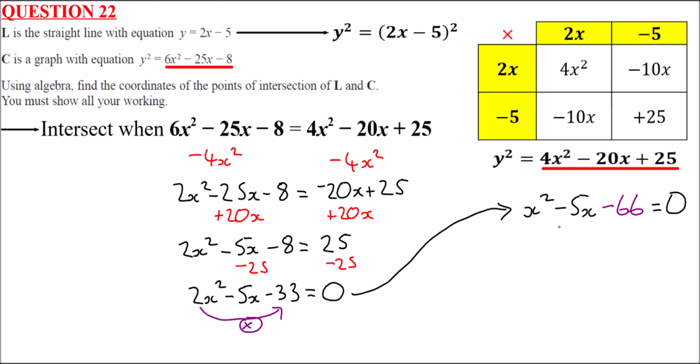So factorising this as a simpler one, I need to find two numbers that multiply together to give minus 66, but when I add these numbers together, it gives me minus 5. With a bit of thinking, hopefully you can see that 6 and minus 11 work. So I'm going to put (x plus 6)(x minus 11) equals 0 like so. But at this stage, like I did say, we'll come back to this too.